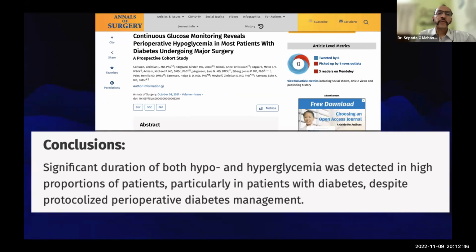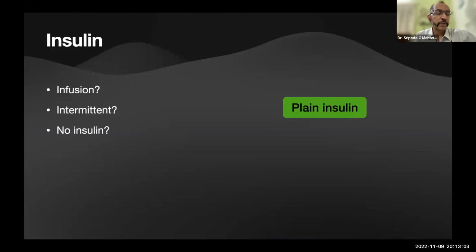And one interesting study was done by Carlson et al. It found that significant durations of both hypo- and hyperglycemia were detected in a high proportion of patients, particularly patients with diabetes, despite protocolized perioperative diabetes management. So this emphasizes the requirement for repeated measurements in diabetics.